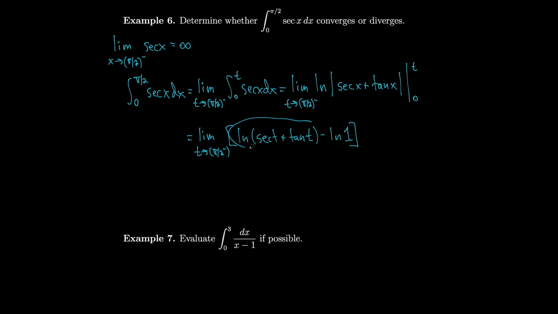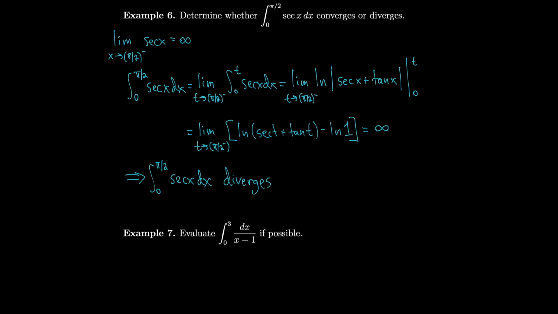The natural log of secant plus tangent, as t goes to pi over 2, well, that's going towards infinity. You can remember tangent looking like, as you go towards pi over 2, it just blows up. Similarly for secant. We already did that one. So this entire limit is non-existent. It equals infinity. So that means that our integral definitely diverges. Not as much fun as the previous example.